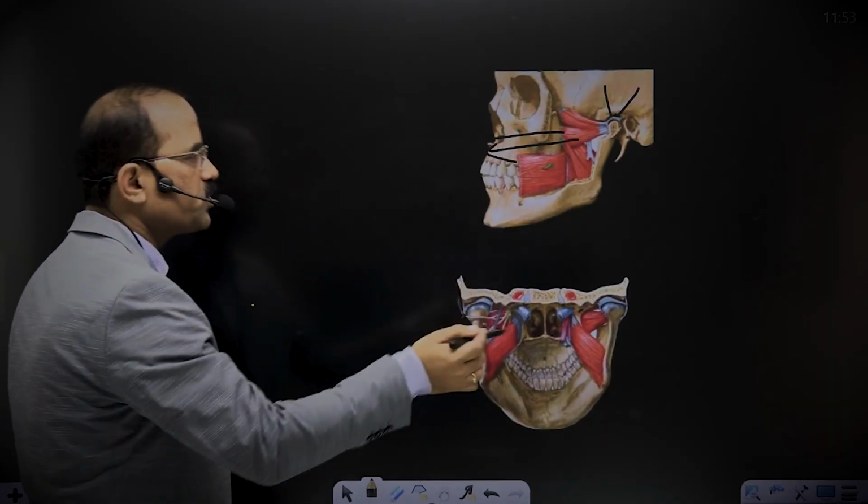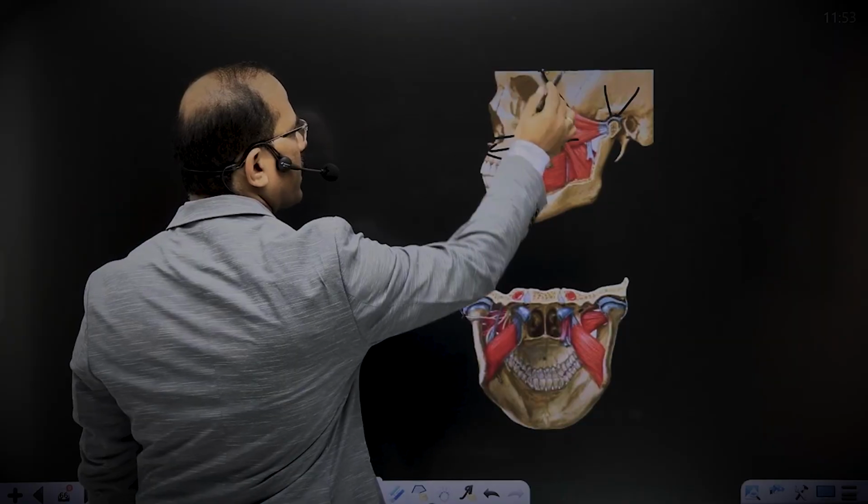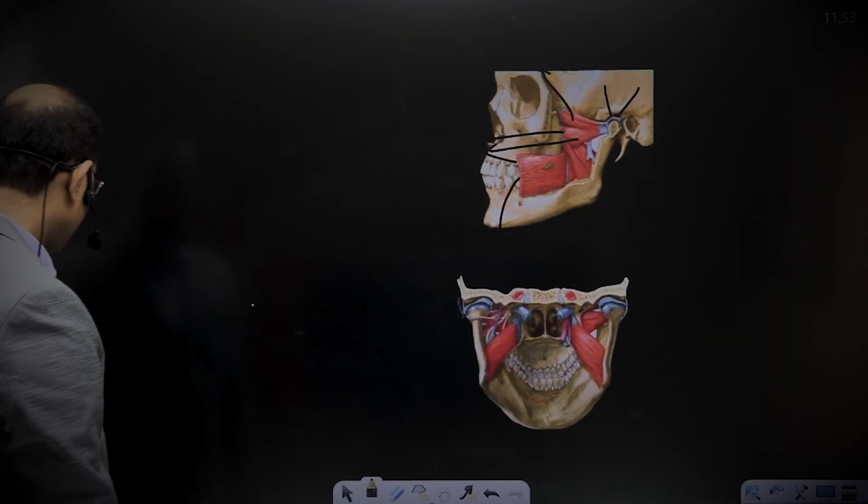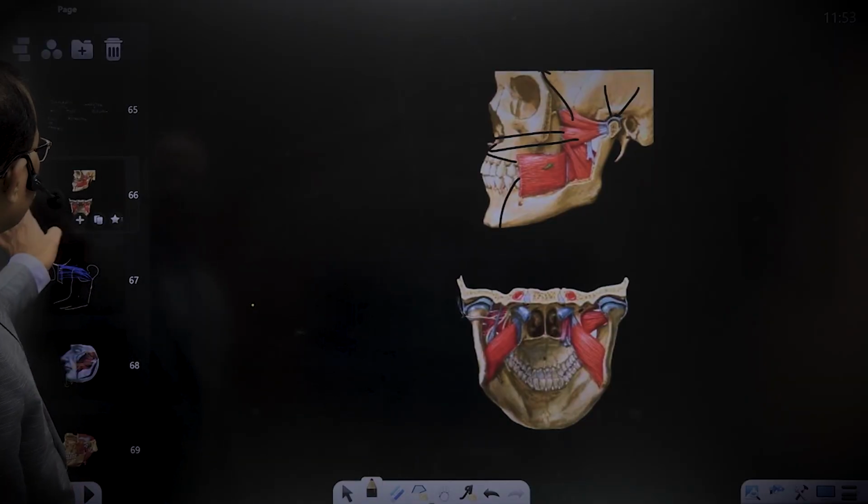That's protrusion. And the upper head, when it contracts upwards, the jaw goes down. That's depression of mandible. Depression. Perfect. Are you able to follow this, students?